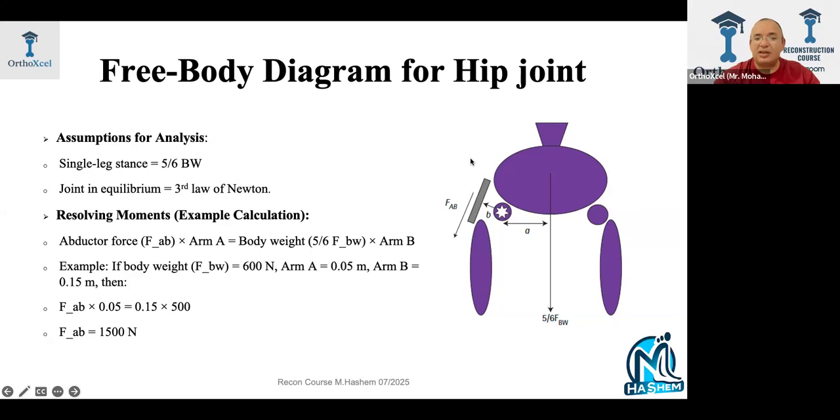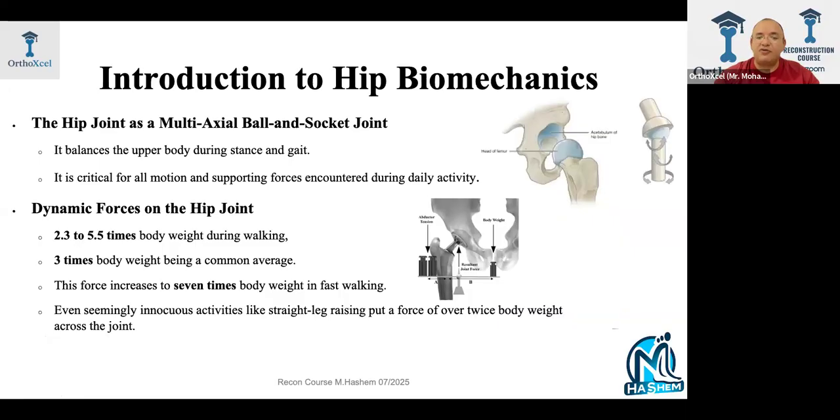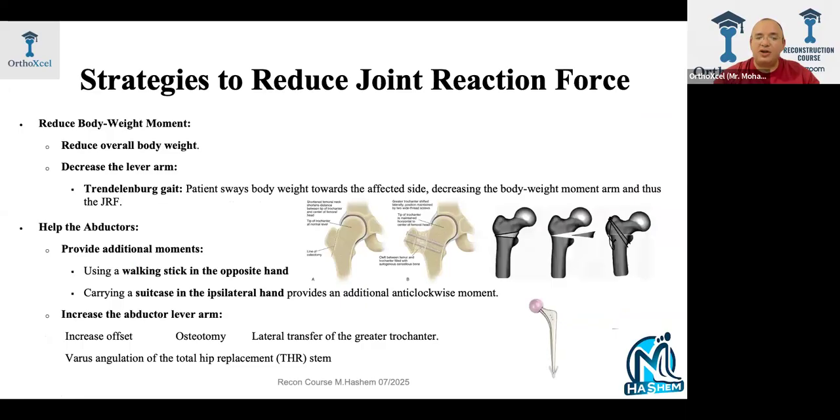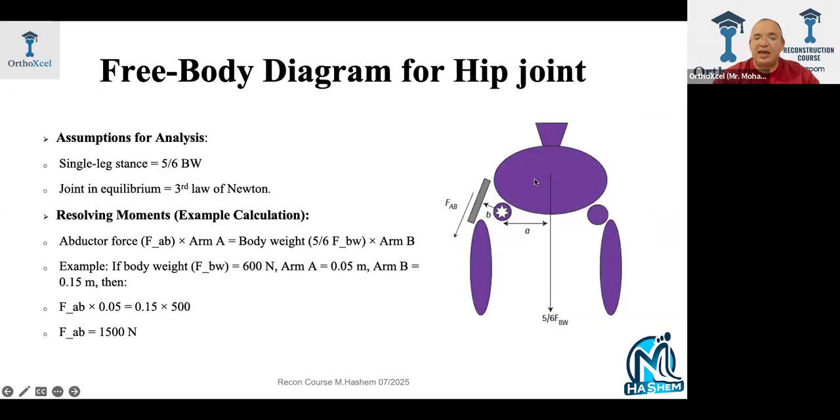And both forces, the force exerted from the abductor in anti-clockwise, and the force coming from the body weight in clockwise, together give a resultant force across the hip joint, which is called the joint reaction force. How can I reduce the joint reaction force for my total hip? So basically, the options I have, the physiological option, firstly, is to reduce the body weight. If I reduce the body weight, this side of the equation is less, meaning the forces requested from the abductor to maintain the equilibrium of the pelvis is less, meaning the resultant force is less, the joint reaction force is less.